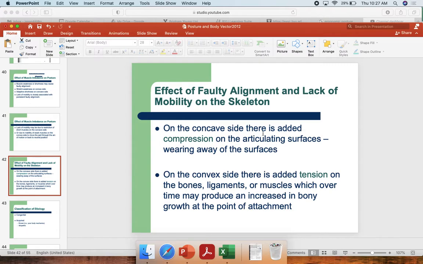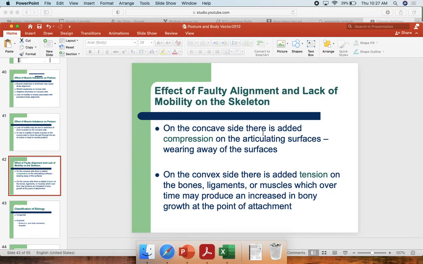So remember, on the concave side, even if it's due to a muscular imbalance, is generally going to contribute to increased compression. Let me say that one more time. On the concave side, that is going to generally contribute to increased compression. For example, at the knee, right?